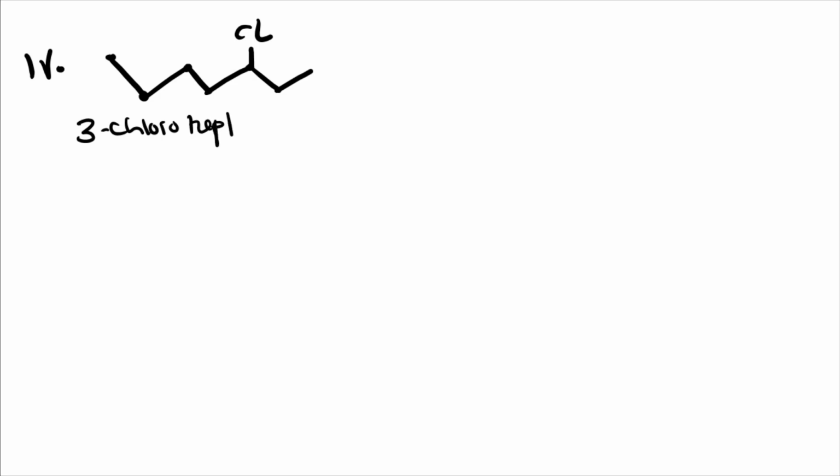So the fourth one is this compound here. 1, 2, 3, 4, 5, 6, 7. And then you have a chloride here. What's the name of this compound? It's 1, 2, 3, 4, 5, 6, 7. So this is 3-chloroheptane. And this is reacting with methoxide, sodium methoxide.